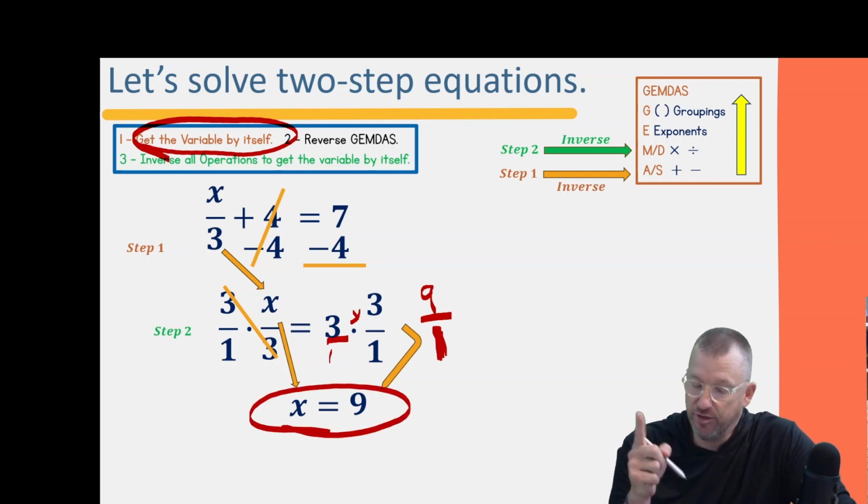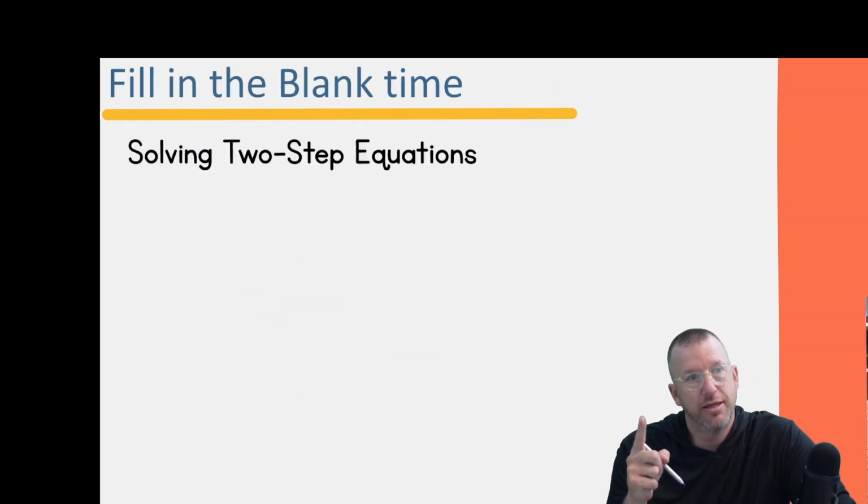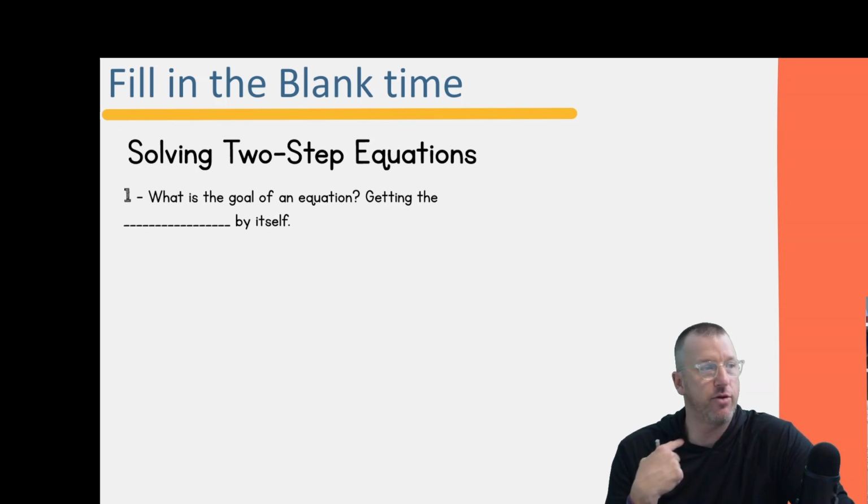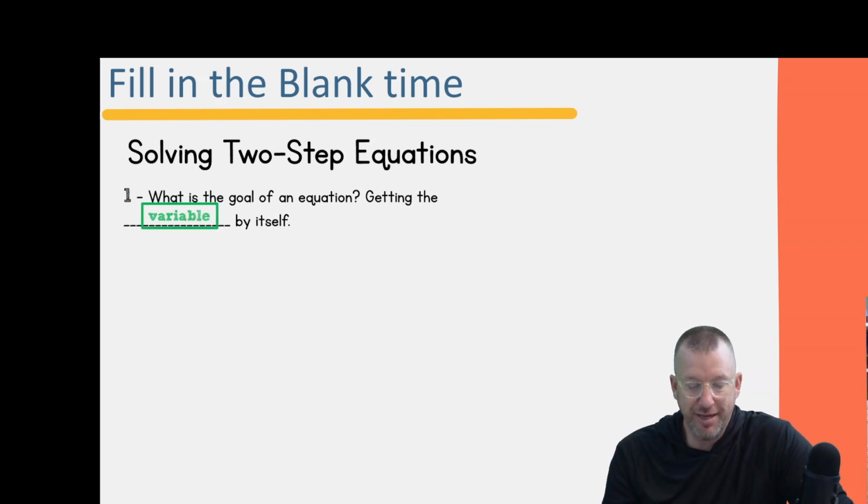That's it. First step, add and subtract, right? Do the inverse. Second step, multiply and divide. So what's the goal of an equation? Well, we're going to get that variable by himself. Get him lonely, my friends.